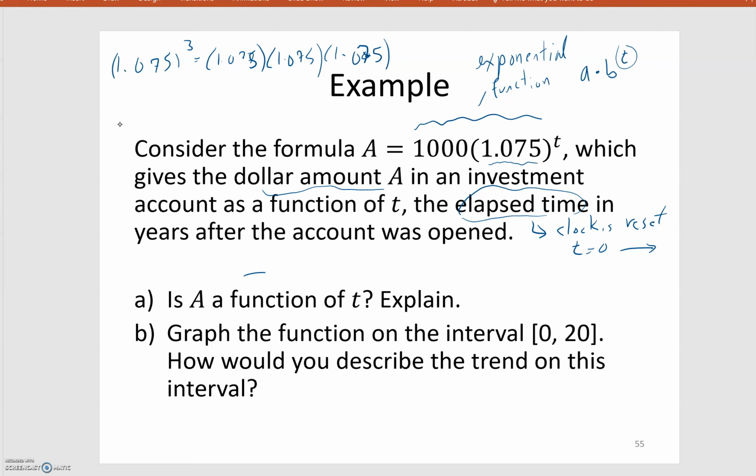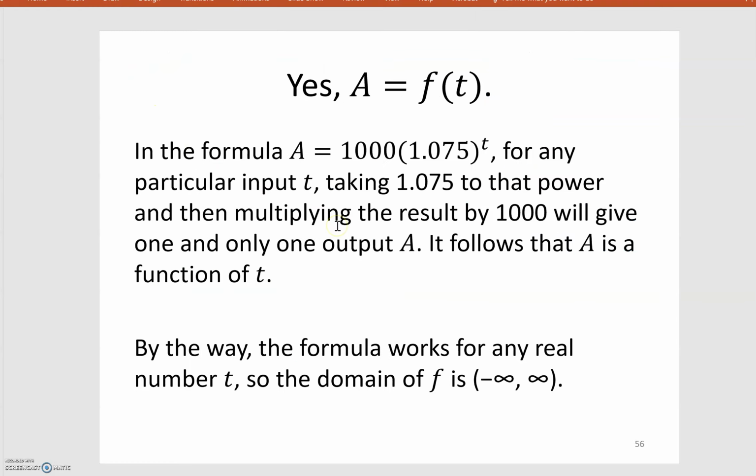Okay, so is A a function of t? Well, the easiest way to see that this is a function is to graph it and see that it passes the vertical line test. But if you don't want to look at the graph, we can also think about what this function does. For any given input, any number that you put in for t, we can input that into the calculator and then multiply that result by 1,000, because 1,000 is the other part of this function. We'll only get a single number. So this will always give you an output. So it is a function.